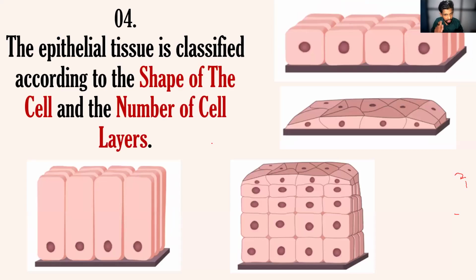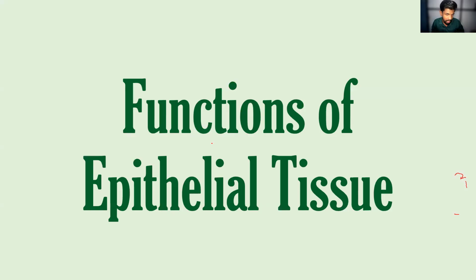And fourth one, according to the shape and according to the layer, epithelial tissue is classified. But in our grade 11 syllabus, nothing is discussed regarding this one. But when you're moving to the A levels, you will name those epithelial tissues according to the shape and the layers. So these are the main four features of the epithelial tissue.